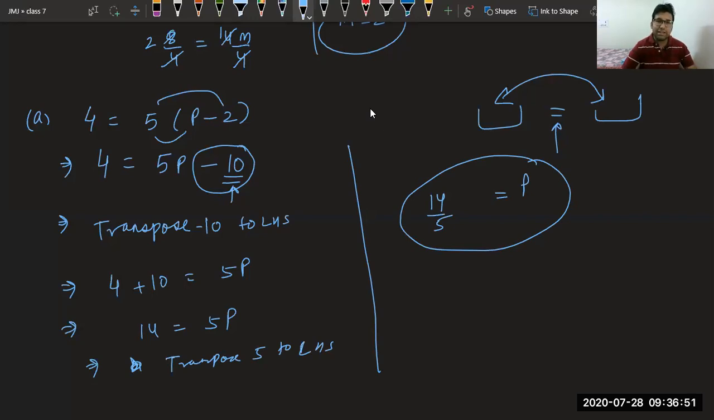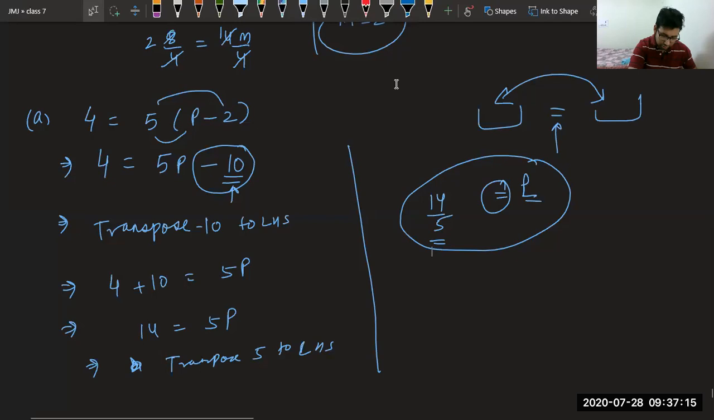Lavya, left side, right side, both are same. This equal to is saying that this right side is equal to left side. That's it. Why are you saying left side is for equal? Both are equal, beta. Yes, beta, you can divide also. No issue. Now see, question number 4.